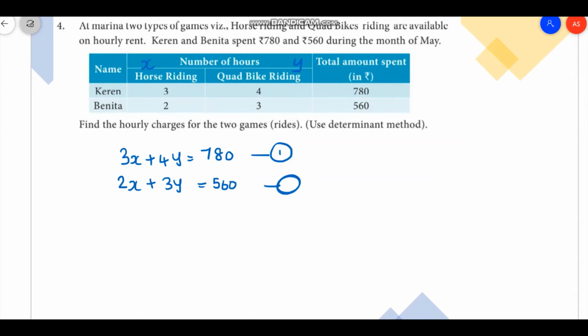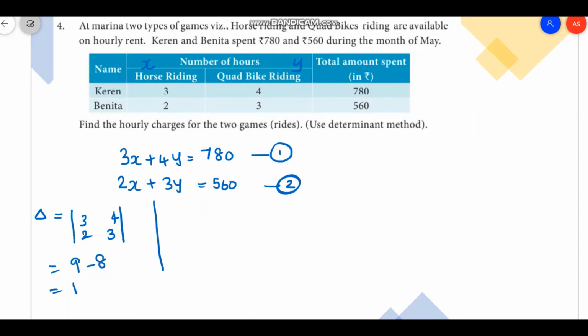Now let me form delta. So what is my delta? My delta is 3, 4 and 2, 3. So let me expand the delta, which is 9 minus 8. My delta is equal to 1.